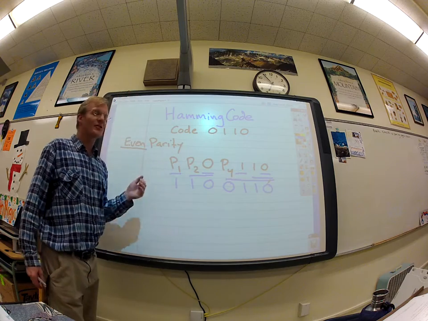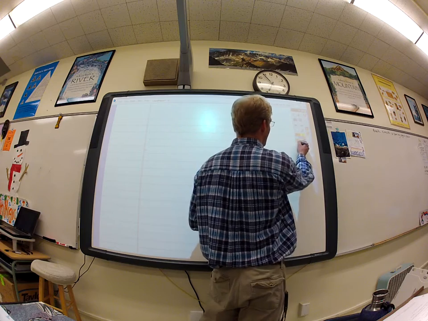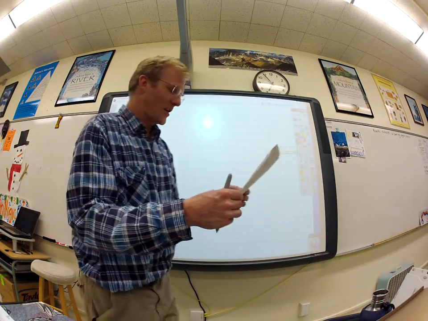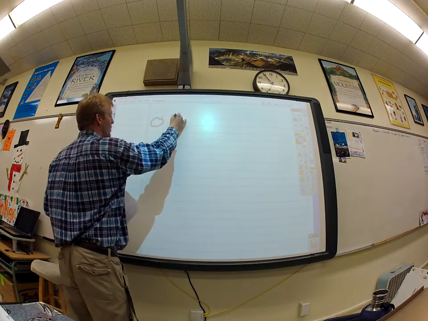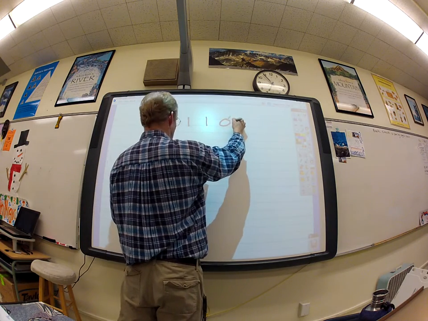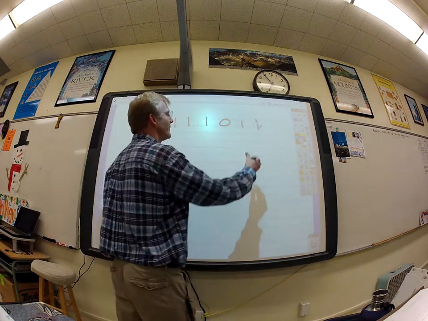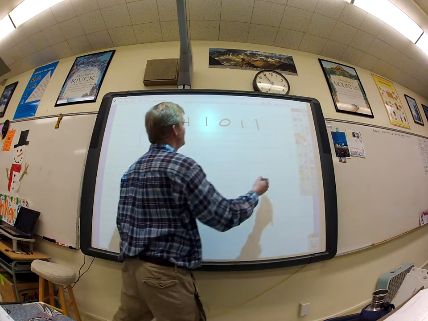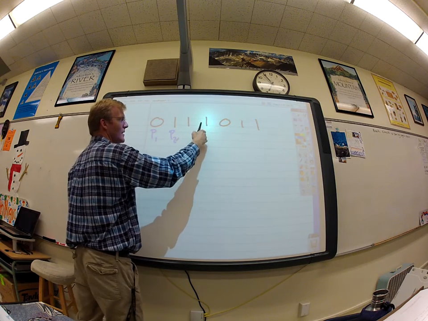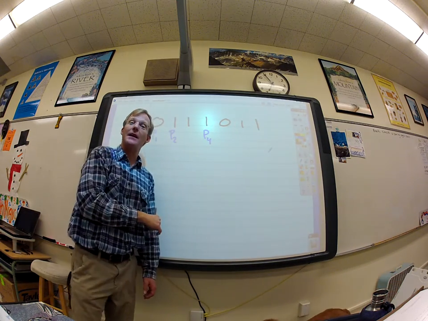Now, let's check on how we can determine if there's an error. So let's take this number. Let's say we've been given the Hamming code 0, 1, 1, 1, 0, 1, 1. Now, P1, P2, 3, P4, 5, 6, 7. We do not need P8.